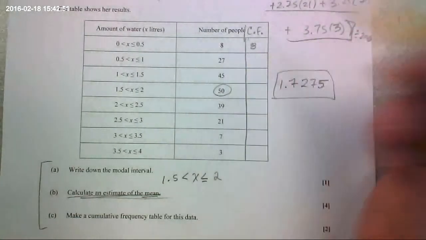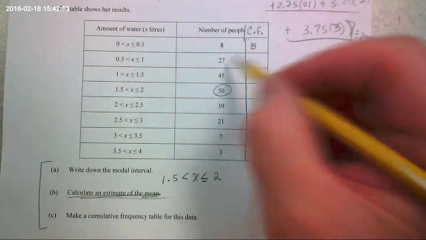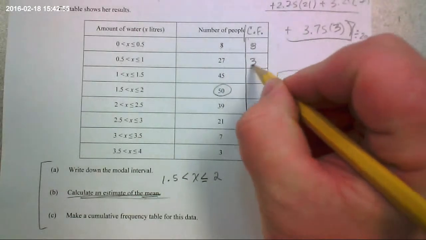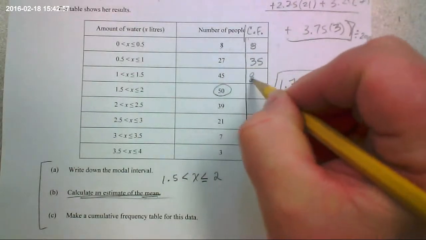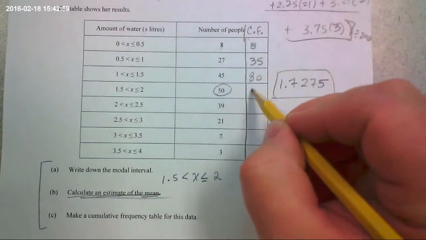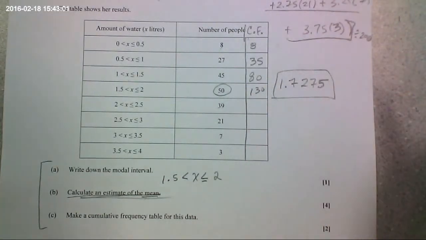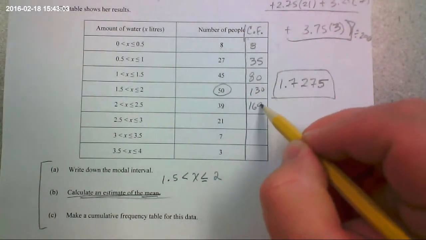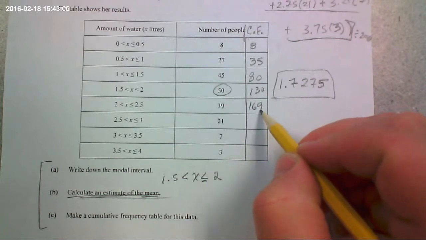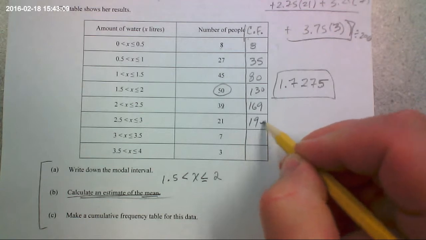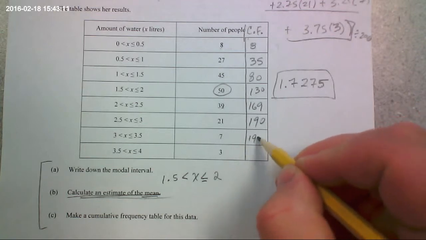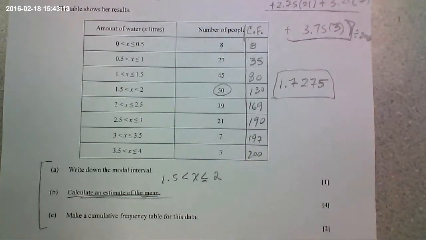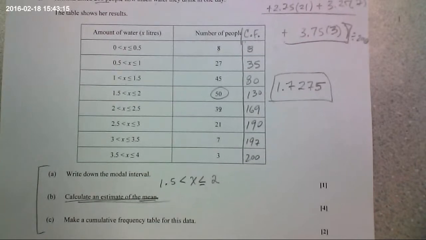So at first it goes from 0 to 8. Then we add 27 to that, so that'd be 35. And then we add those together, it'd be 80. And then this is 130. And then these two makes 169. And then 190. And then 197. And then 200. So that's the cumulative frequency.